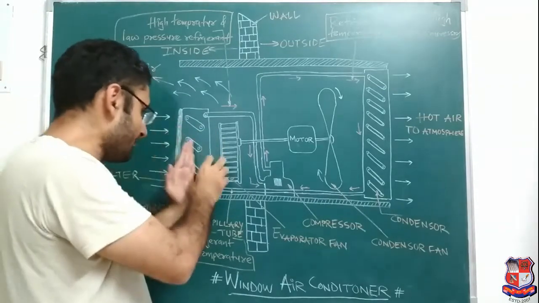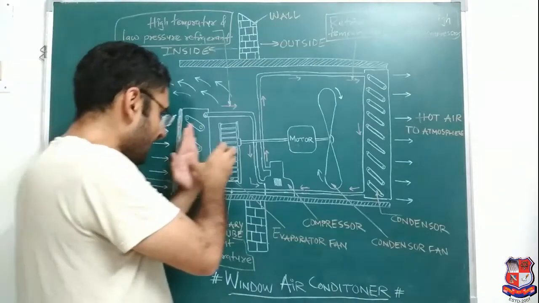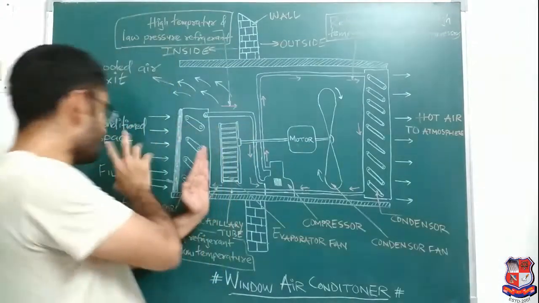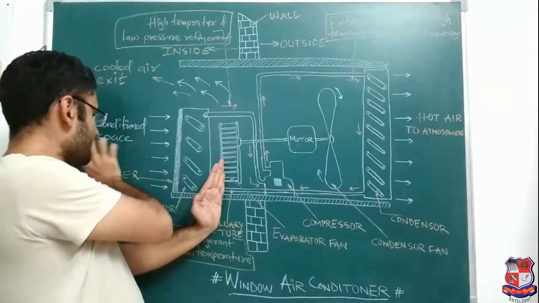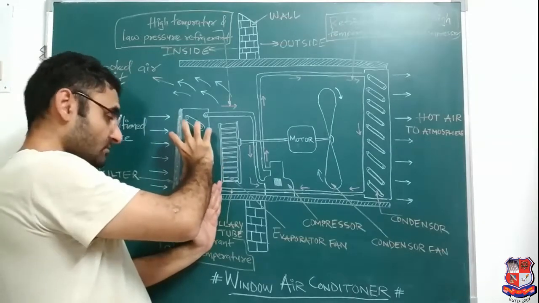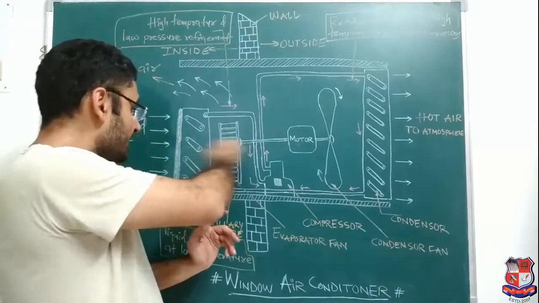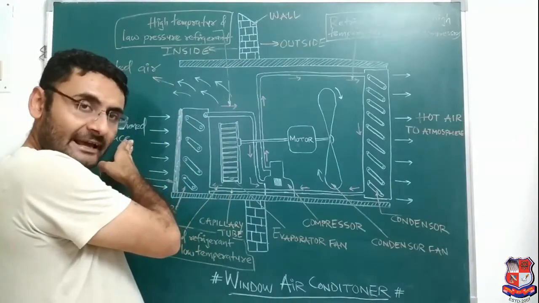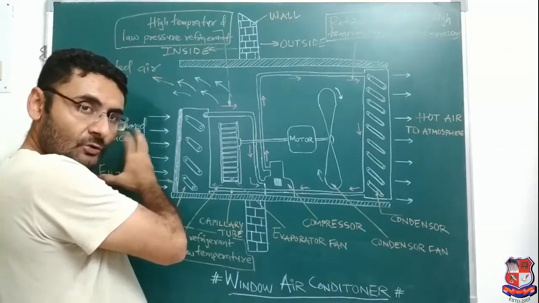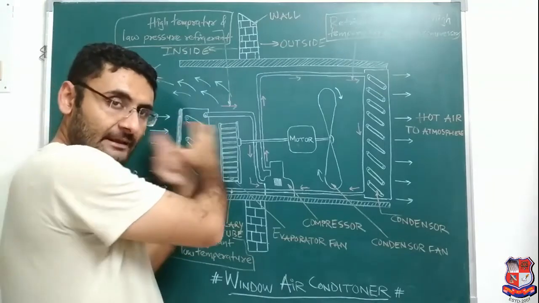And after reducing moisture and humidity, that hot air will be converted into cold air, because over here heat transfer takes place. Over here hot air, over here cold air. That is the cold refrigerant or cold evaporator. That cold evaporator will absorb the heat from the hot air. So hot air will convert into cold air when it absorbs the heat.